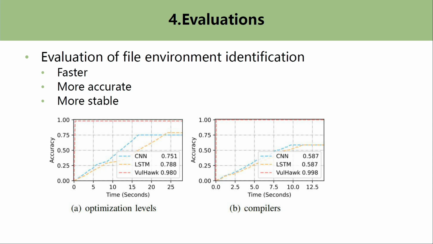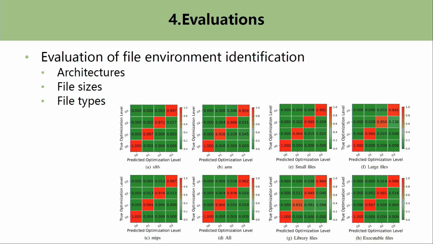The figure shows the accuracy and the cost time in the detection of optimization levels and compilers. Compared with the existing work, our work is faster, more accurate, and more stable. We conduct experiments in various scenarios with different architectures, file sizes, and file types. The more red boxes represent higher accuracy.